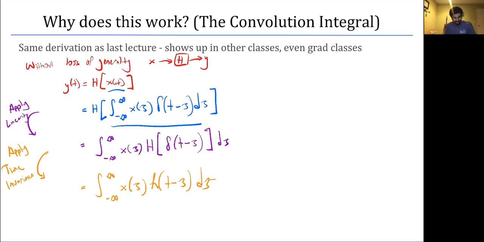So what this is saying is that this H here in the purple is applied to a delta. That's telling me that if I put a delta into the system called H, what is the output? That's what this operation is saying. What is the output if the input to H is a delta? Well, this is nothing but the impulse response if the system is time invariant.